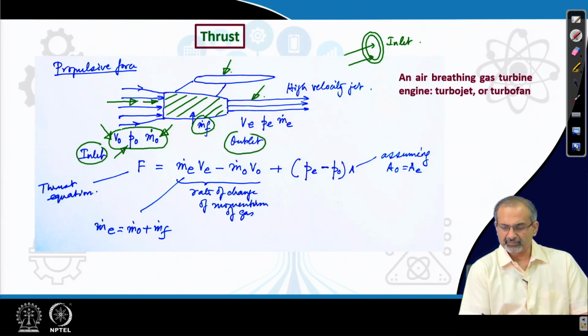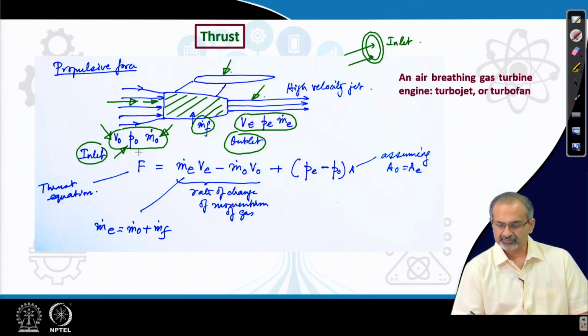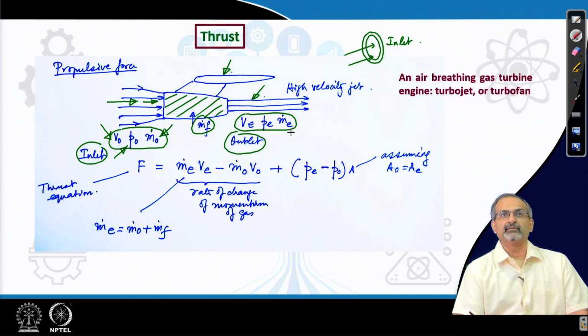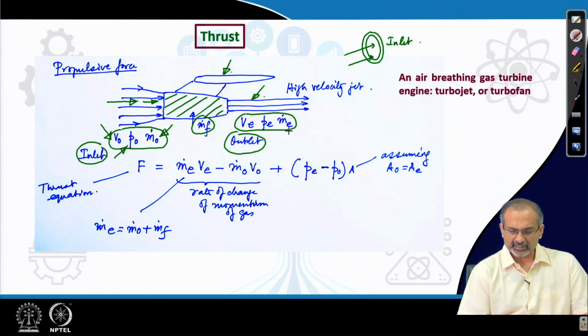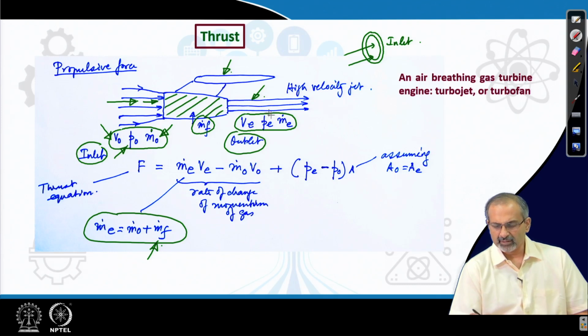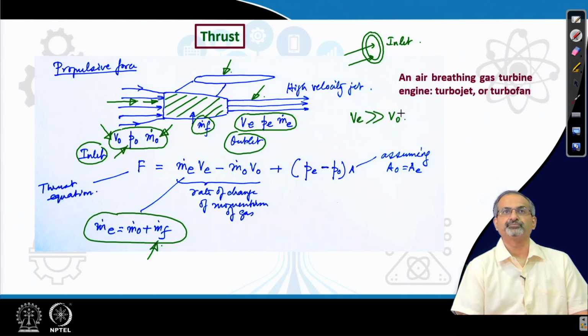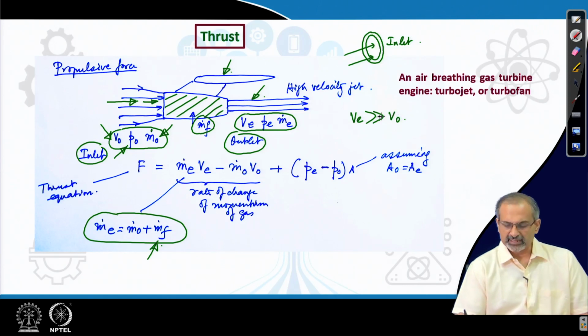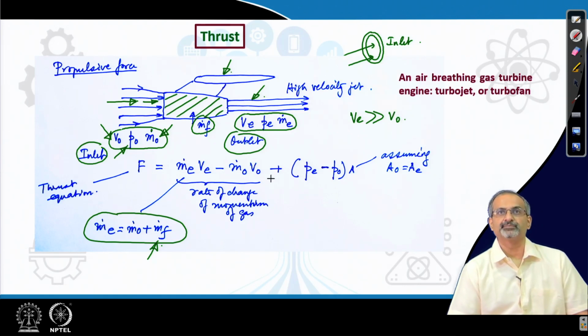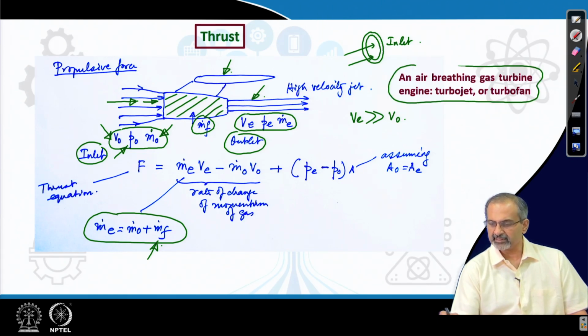At the outlet end, we find the velocity V e at the exit, pressure P e, which may or may not be equal to P naught, and m dot e, the mass flow rate. The m dot e is slightly larger than m dot naught, because you are adding fuel. And then we know that V e is much larger than V naught. Why do we need it? We need it because that creates thrust. By the way, this kind of an engine is called an air breathing engine.